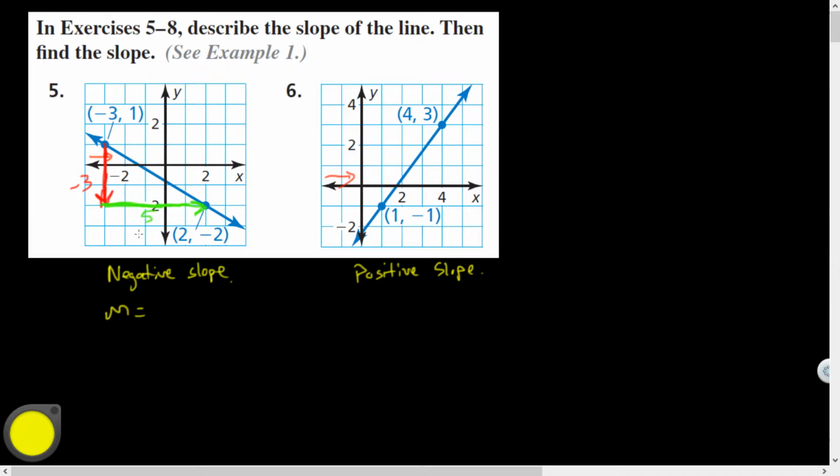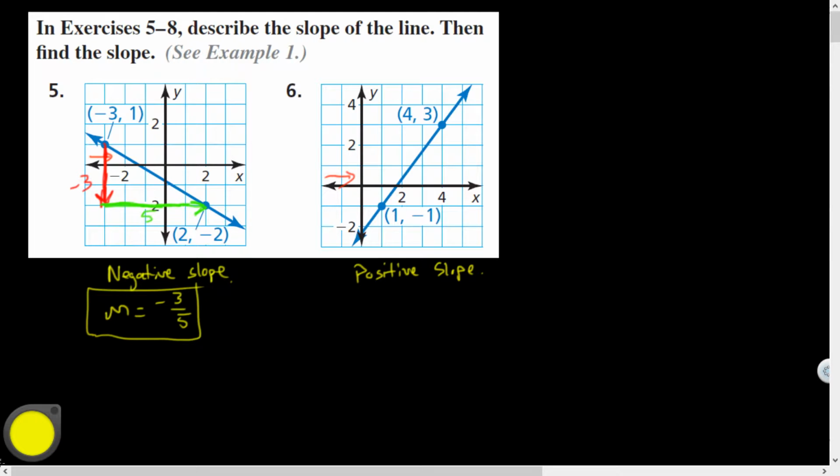So m is going to equal the rise over the run. It's the ratio of the change in y over the change in x. And in this case, it is just simply -3/5. And I can't reduce that fraction, so I'm good. And if I wanted to find another point on this line, I could find it by going down another 3 and over another 5. And if I did it correctly, it would have worked. Or I could also go backwards 5 and up 3 and land on the line.